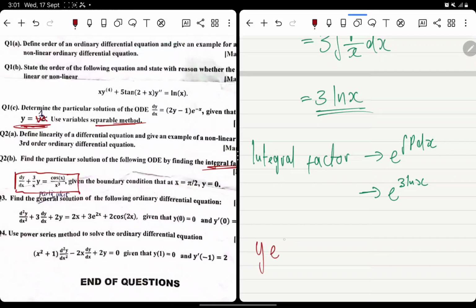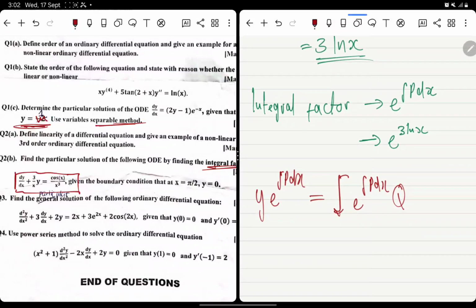So we now say y times the integrating factor. You multiply the integrating factor by y, and on the other side, y is going to multiply the integrating factor, which is e to the integral of p with respect to x. This is going to be equal to the integral of e to the integral of p with respect to x times q.